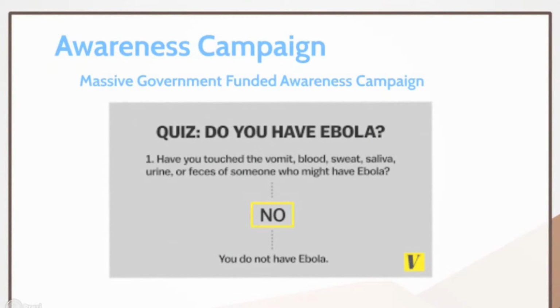Then there's going to be an awareness campaign funded by the government. This is basically going to be a short question. The question is going to be, have you touched the vomit, blood, sweat, saliva of any person who has been affected with Ebola? If the answer is no, then you don't have Ebola.